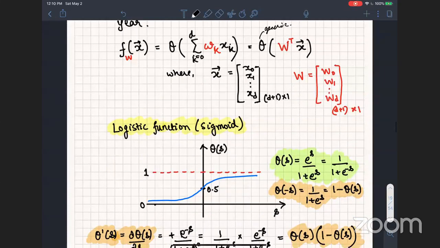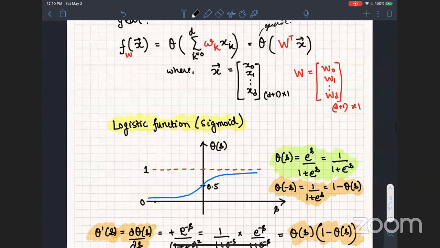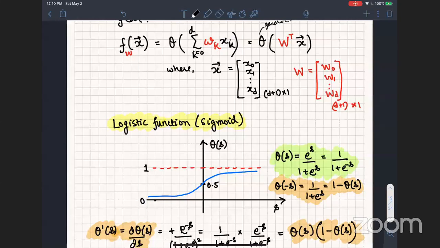So in logistic regression, this function theta is basically a sigmoid or logistic function. The graph of that is, if you have a parameter s for this theta, on the x-axis is s. The values are between 0 and 1, where the inflection point is at 0.5. That means when s is equal to 0, the value is 0.5. The function is given as a sigmoid, which is e raised to the power s divided by 1 plus e to the s, which is simply 1 by 1 plus e to the minus s. You can put s equal to 0, it would be 1 by 2, which is 0.5.